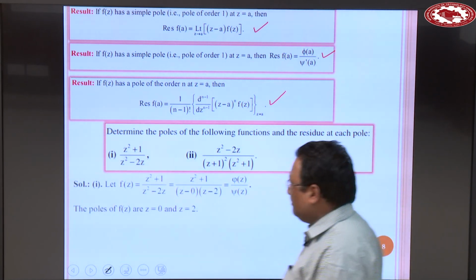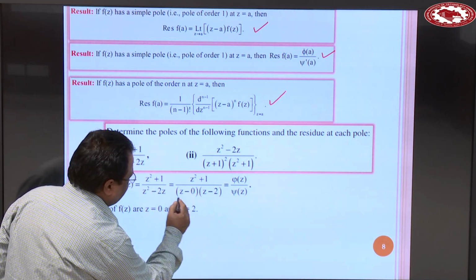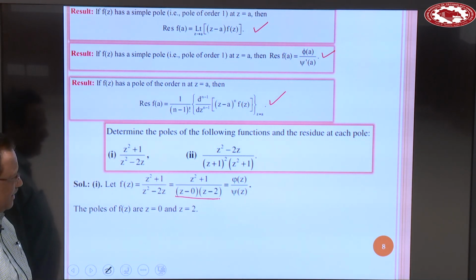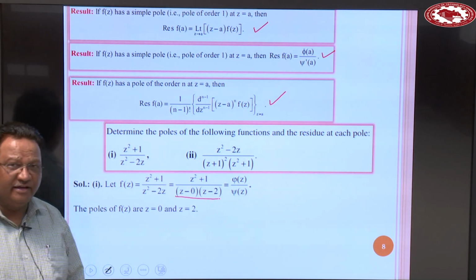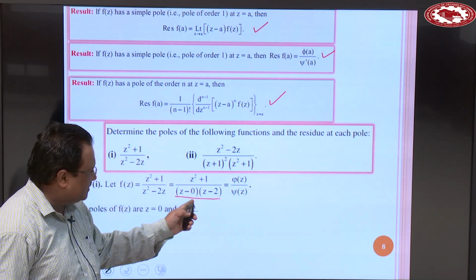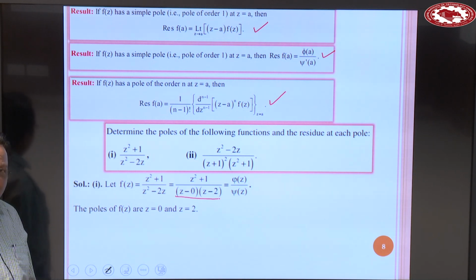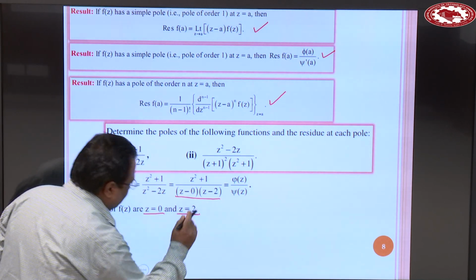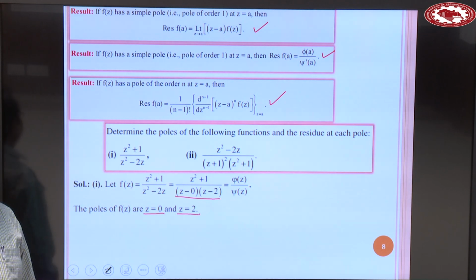Now in first problem, f(z) = (z² + 1)/(z² − 2z), and this can be written this way, right? z − 0 and z − 2, and this result can be written as φ(z)/ψ(z). This one is a function of z, this one is a function of z. Okay, now we have two singularities, meaning two poles. The poles of f(z) are z = 0 and z = 2. So at these poles, at these singular points, find the residue.